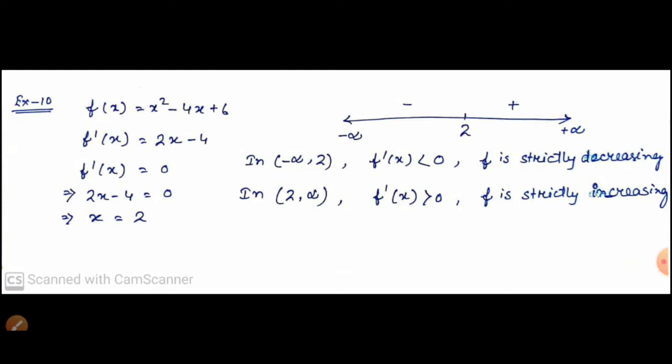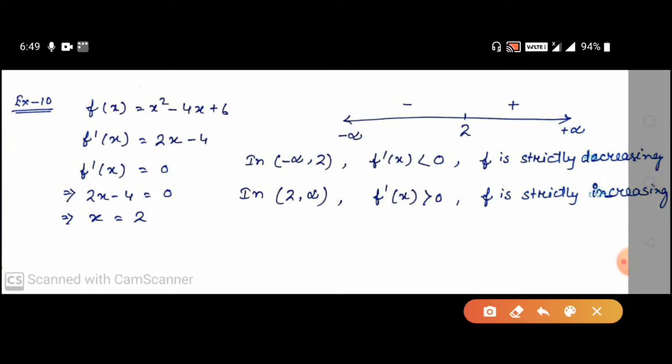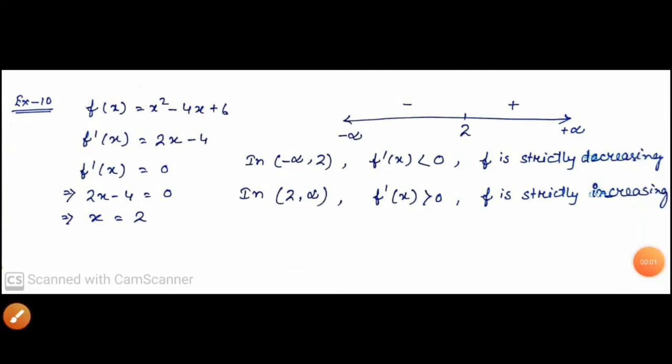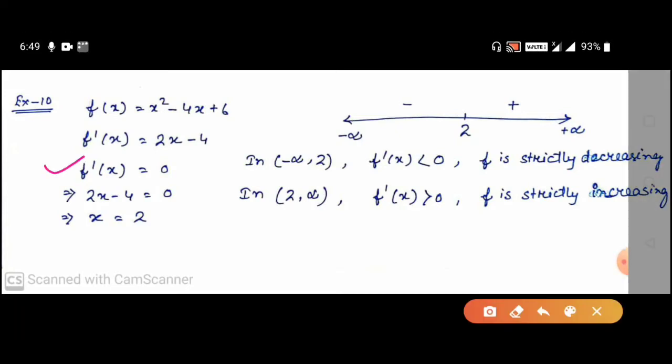Now since we don't have any interval in our question, we have to find the interval. So for that we have to find the point where the function f(x) is a constant function. So we know whenever f'(x) is equal to 0, then at that point the function is constant. So first of all we have to consider that f'(x) is equal to 0. If f'(x) is equal to 0, from here we will get x equal to 2. So at the point x equal to 2, f(x) is a constant function.